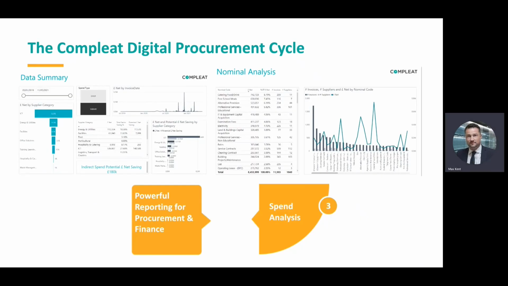Number three, spend analysis. The third step is then to make this data available within our spend analysis reporting tool to allow review of expenditure and focus on key areas where savings may be possible. Within our spend analysis tool, we include average percentage savings potential per expenditure category based on the volume of orders and invoices received into your Compleat system, so you can instantly see the priority areas to make savings.